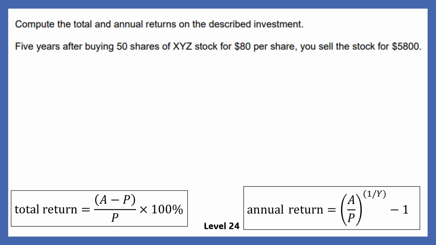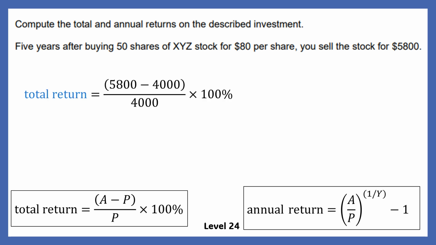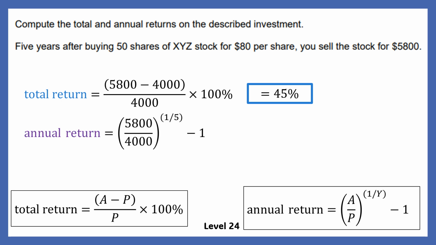All right, this question is asking about making money on stocks. If we buy shares of stock, you pay for each share you buy, and we bought 50 shares of a stock XYZ, and for each share, it cost $80. So all in all, we actually spent quite a bit of money. We spent $4,000 on this stock. However, taking that into consideration with what we sell it for, we actually made a profit. We made a 45% profit.